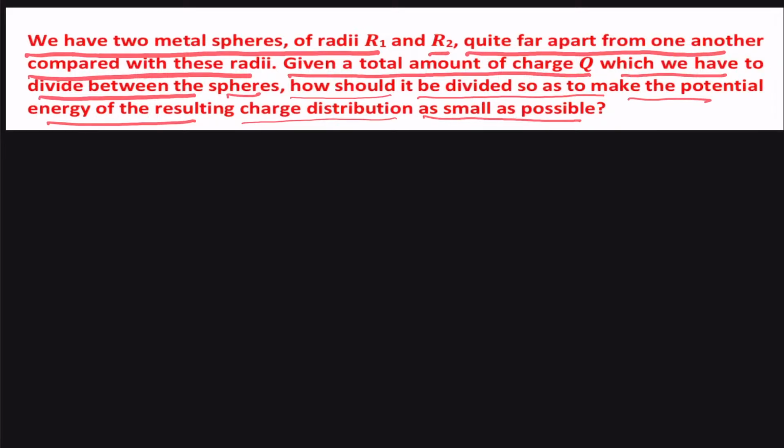Okay, so we have two spheres. This is sphere number 1 having a radius of r1, and this is sphere number 2 having a radius of r2. For convenience, let us assume that sphere number 1 has a charge q1 and sphere number 2 has charge q2. Total charge on both is given as capital Q, which means q1 plus q2 is equal to Q. That is given to us. It is also said that they are isolated conducting spheres, so they are not physically connected with each other.